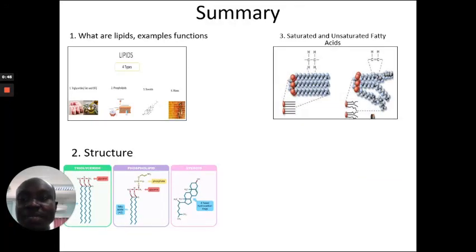So in summary, we've talked about what lipids are, talked about their functions. We've also looked at the 4 types, but talked about the 3 types, their structures and their properties. And lastly, we looked at 2 types of fatty acids, saturated and unsaturated.